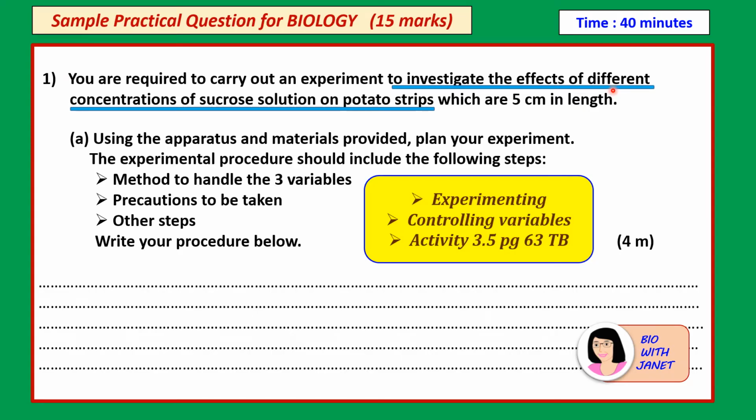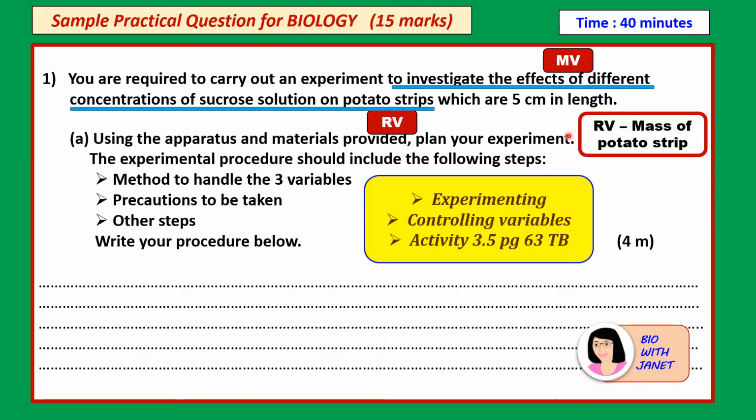So can you tell me the MV? Concentrations of sucrose solutions. The different concentrations. Okay, that's your MV. And what is your RV? So here it's only stated potato strips. So what aspect of the potato strip are you going to measure for RV? You have an electronic balance there, an electronic weighing scale. So it tells you that the mass can be weighed, the mass of the potato strips. So your RV is the mass of potato strip.